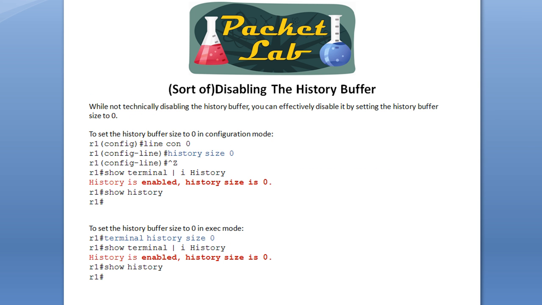One other way of sort of disabling the history buffer is to simply set the buffer to 0. Technically, history is still enabled, but effectively it's not going to work because you have a history size of 0. You can do that from configuration mode with the history size 0 under the lines, and then from the exec mode with the terminal history size 0. And you can see when you do our verification, history is enabled, but the history size is 0. So if you issue the show history, you won't get anything.